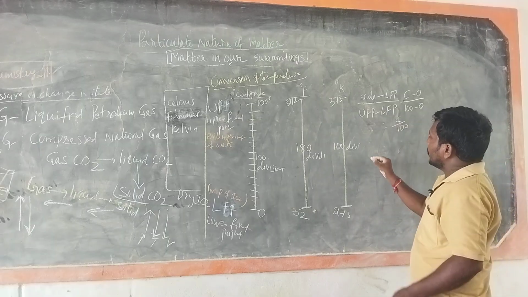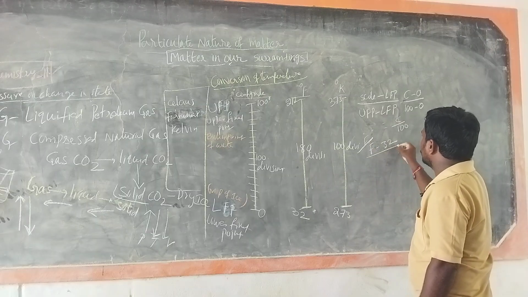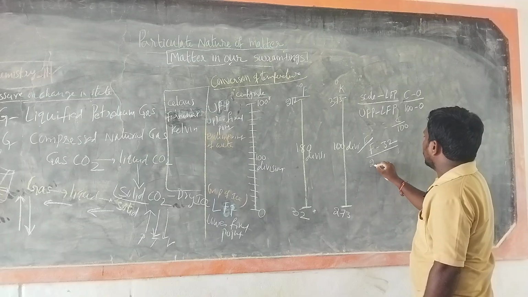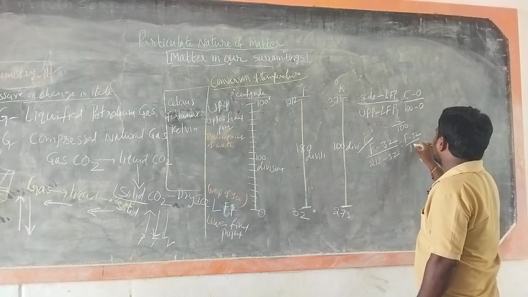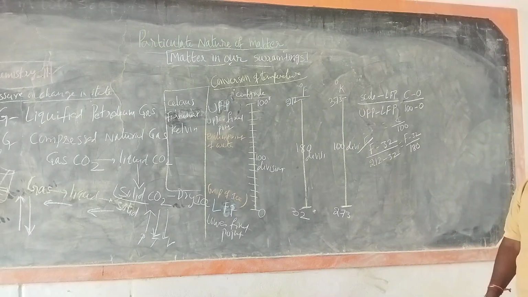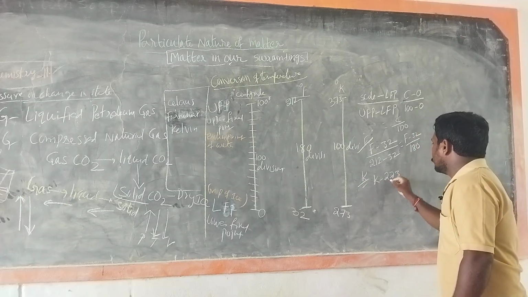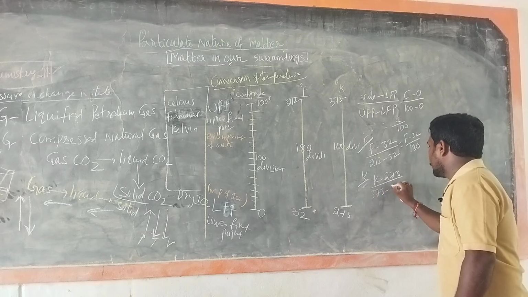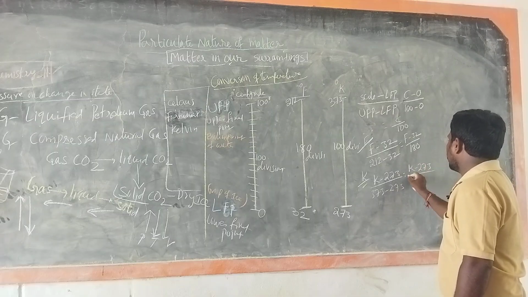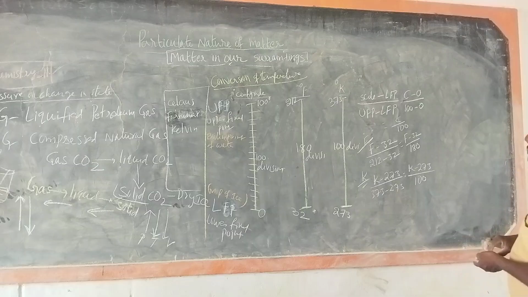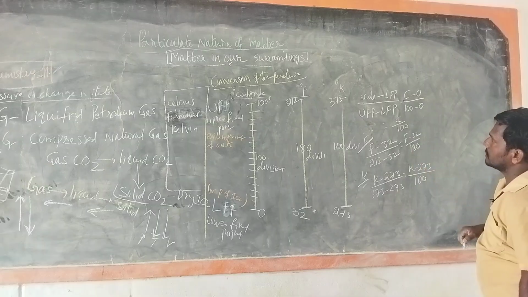In case of degree Fahrenheit, F minus 32 by 212 minus 32. That is equal to F minus 32 by 180. In case of Kelvin, K minus 273 by 373 minus 273. That is equal to K minus 273 by 100. So this way we can know how many divisions there are in each scale.